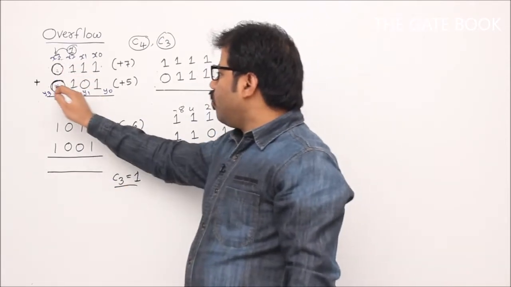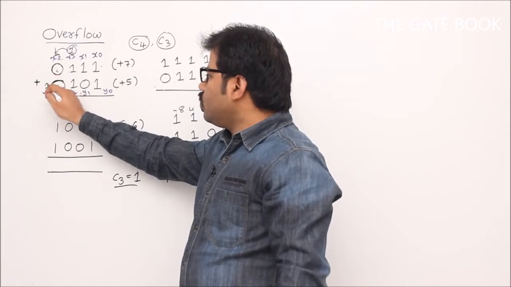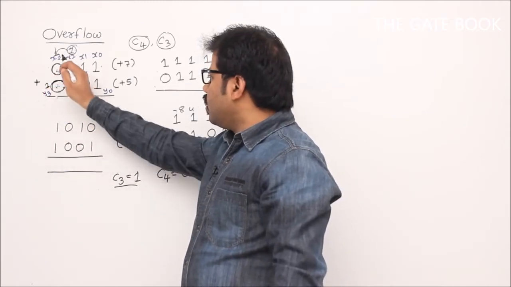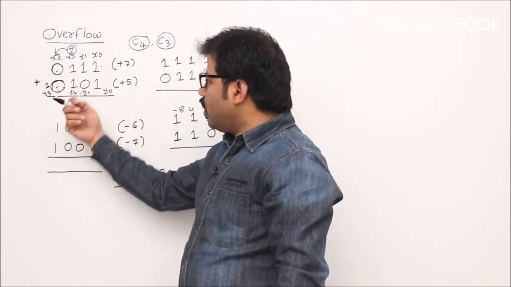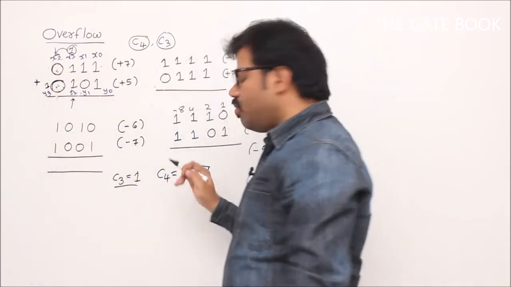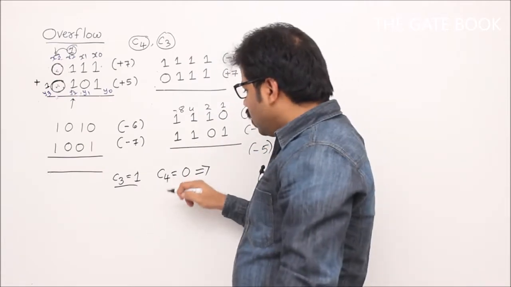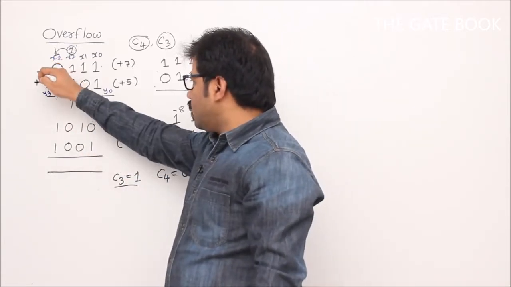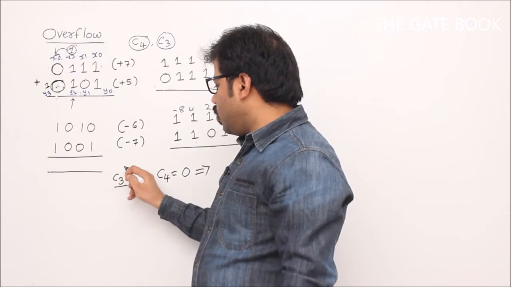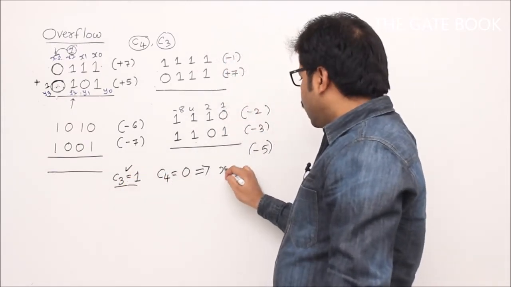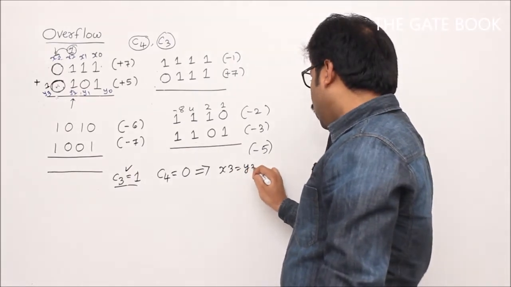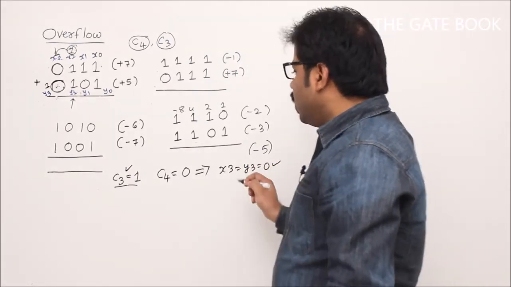Recall. Sir, what? One of them is 1. If one of them is 1 and a carry comes from this section, then that 1 plus this 1 will generate a new carry. So C4 will become 1, right? So if C4 is 0, definitely the only case, when C3 is 1, I am talking about, is when C3 is 1 and C4 is 0, X3 equals Y3 equals 0. Remember it. Now in this case, observe.